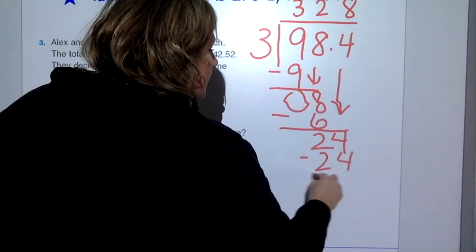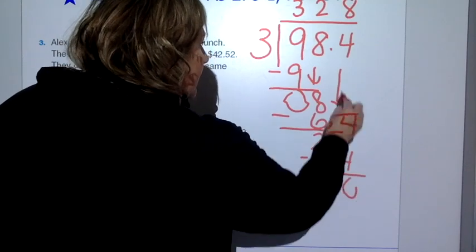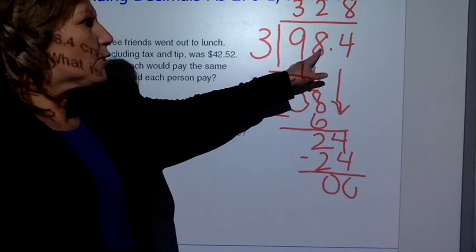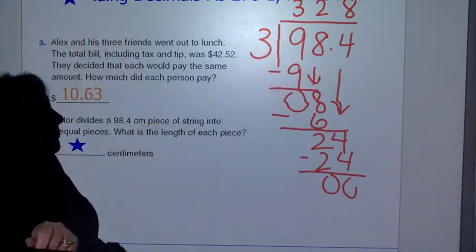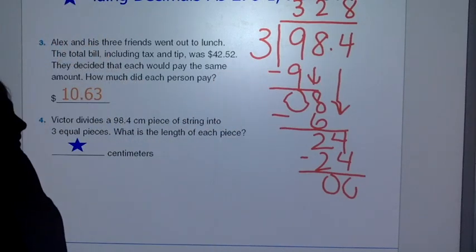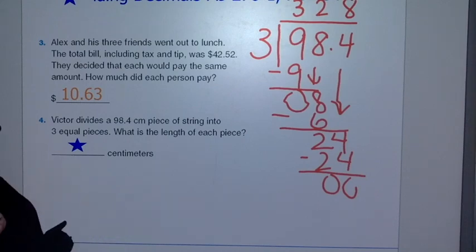Subtract. Nothing left to bring down. Let's just check my dividend and my quotient. They both have 3 numbers, so I know that I'm finished there. My remainder is less than my divisor. I'm finished there. I know that my answer was going to be really close to 25.